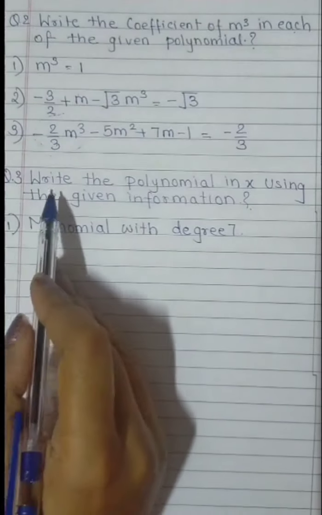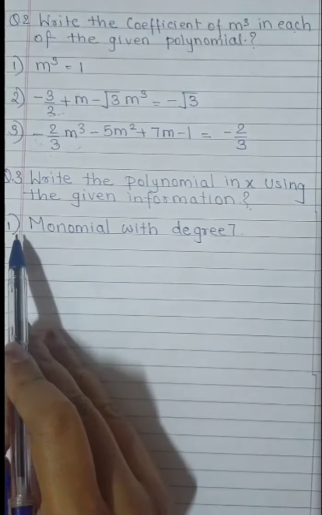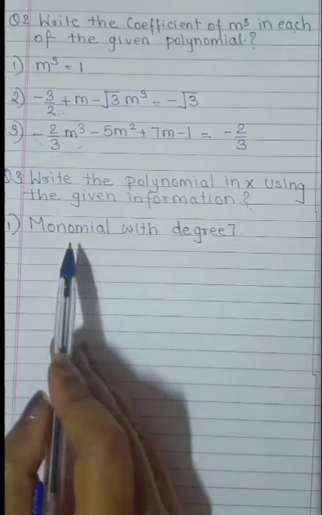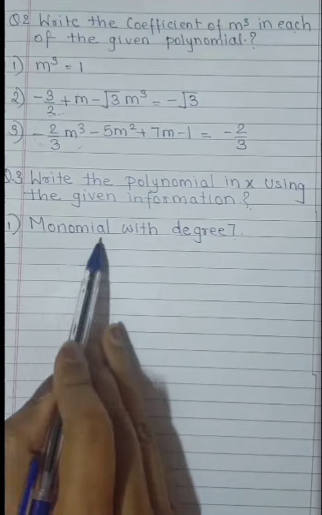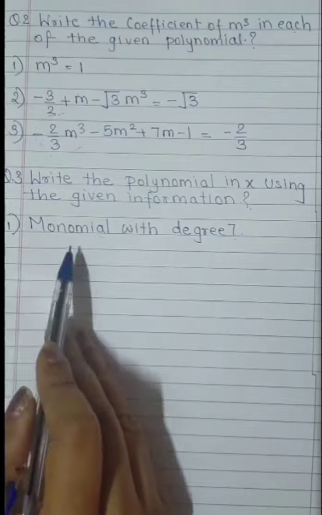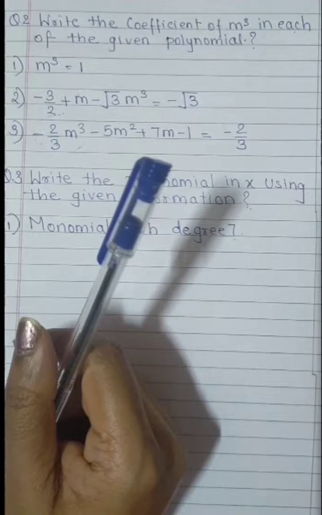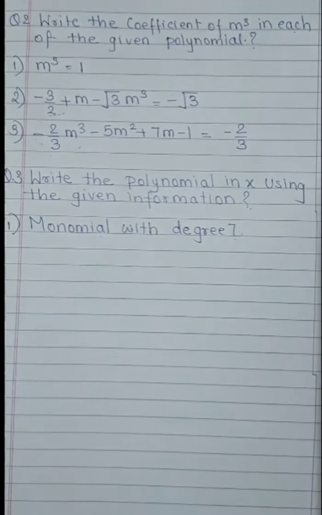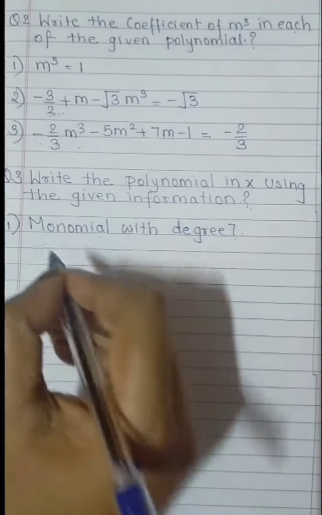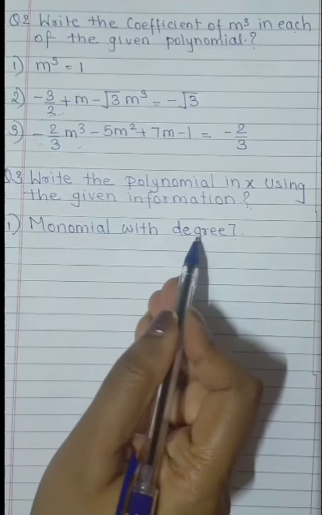Now next question is what? Write the polynomial in x using the given information. So first question is what given? Monomial with degree 7. Here monomial means only one term of algebraic expression will come. So we are going to write on that way. I already explained what is monomial and what is binomial and what is trinomial. So in monomial only one term will come. So I am writing what is given. Write the monomial with degree 7.